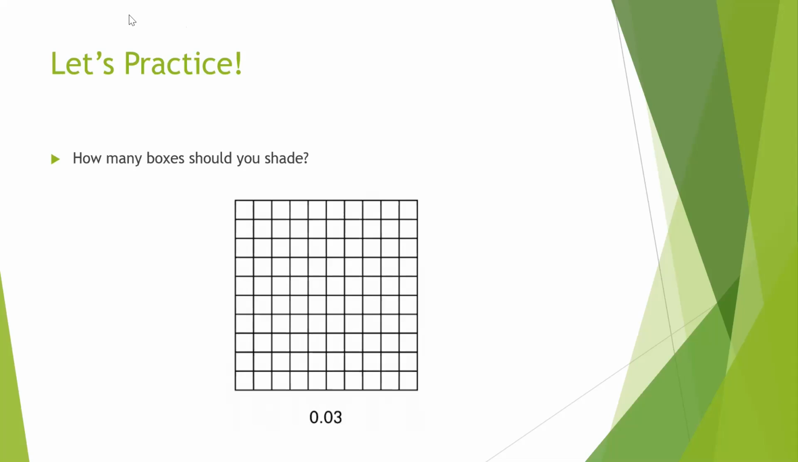This one was pretty easy, and a lot of you guys did this really quickly, so I'm going to do this one. So let's say, how many boxes should you shade here? We're going to look at the decimal, and it's 0.03. So what we're going to do is convert this to a fraction. We can look at the 3, and since it's 2 digits away from the ones place, we know it's in the hundredths, so over 100, since it's divided by 100.